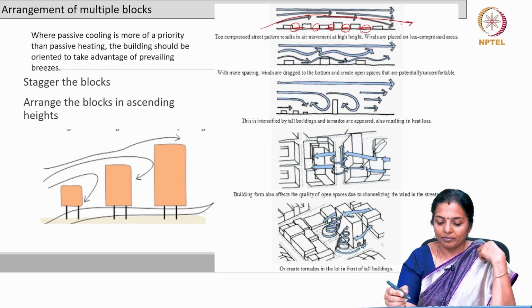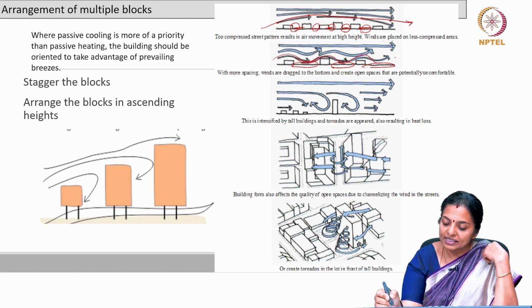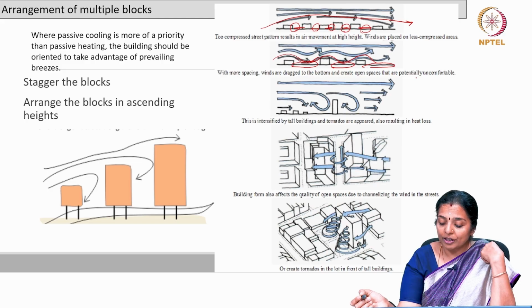Percolation does not happen, whereas if you have wider spaces between the buildings, then the wind is dragged to the bottom in the open spaces that are potentially uncomfortable. This is intensified by tall buildings and tornadoes appear. Tornadoes here means very small tornadoes, also resulting in heat loss.